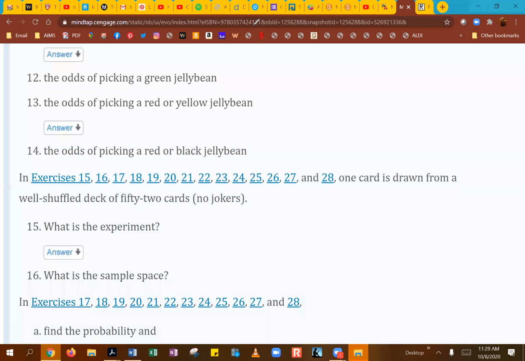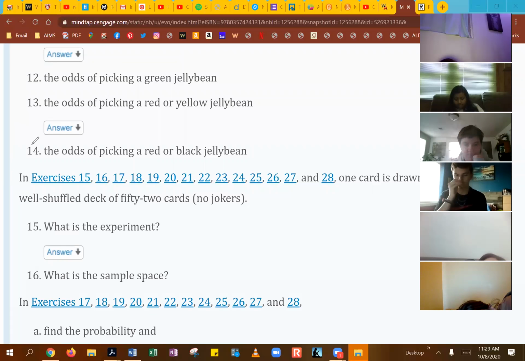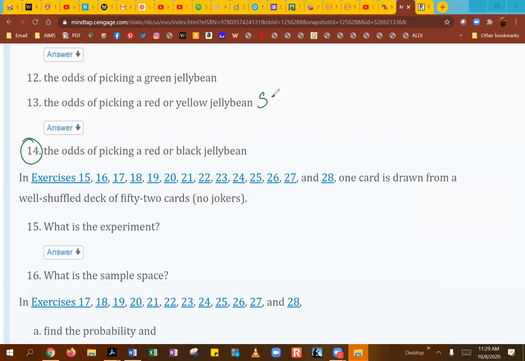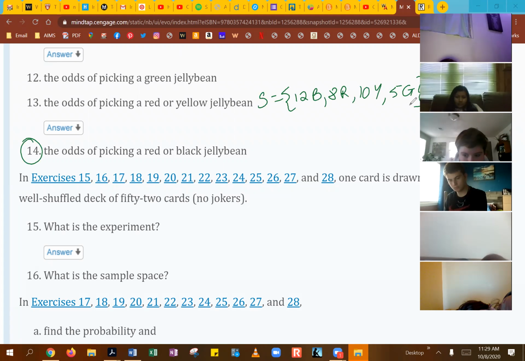Okay, so now instead of probability, let's talk in terms of odds. So what are the odds of picking a red or a black jelly bean? And again, our sample space was 12 black, 8 red, 10 yellow, and 5 green. So what are the odds that we select a red or a black jelly bean?